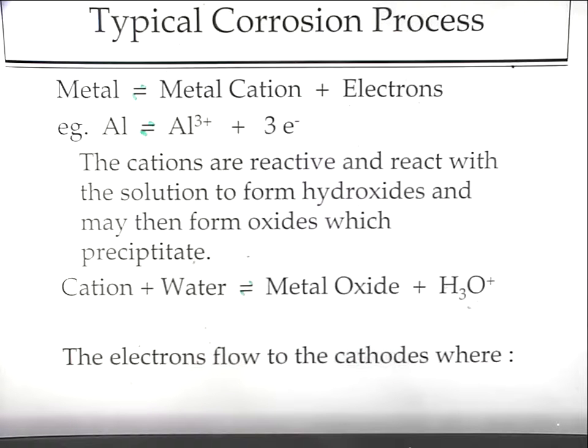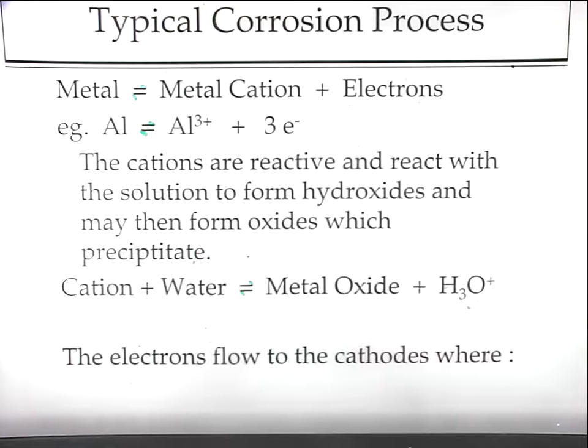Some people don't like chemical equations, that's fine. So metal produces metal cation plus electrons, and that could be Fe going to Fe2+, or it could be aluminium going to Al3+, and so on. And there's a double-headed arrow there, which just says this is an equilibrium. The process is reversible. Remember, we're in a state of dynamic equilibrium in the process.